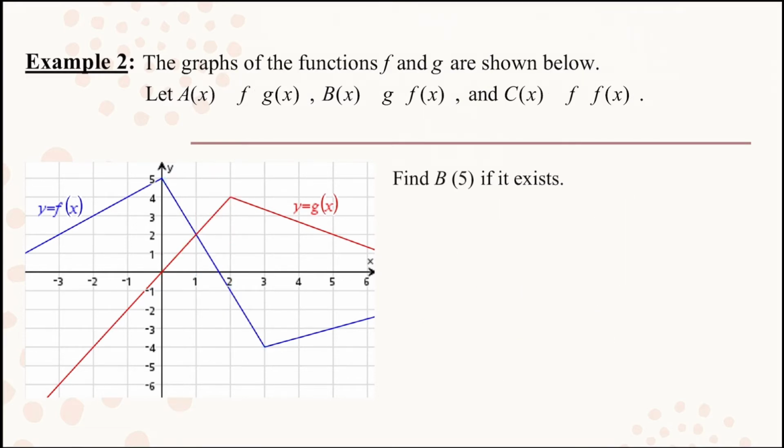Okay, b of 5. So we're going to do the same thing. We're going to start by finding the derivative of b, which is g prime of f of x times f prime of x. Replace all x's with 5s.